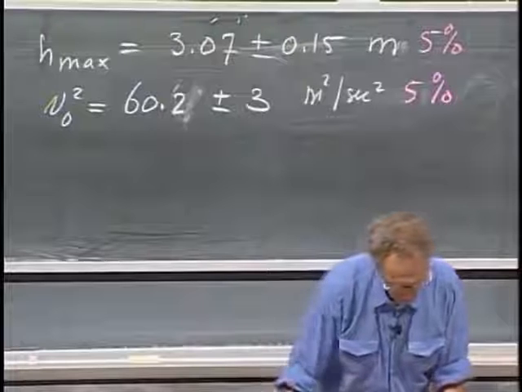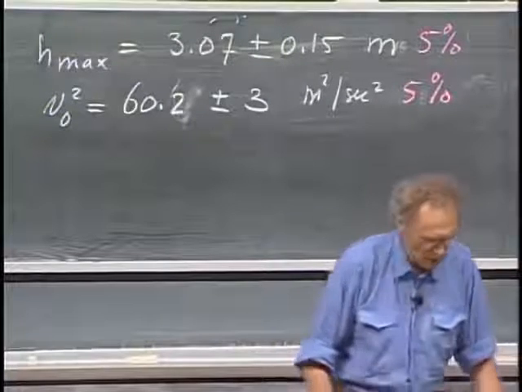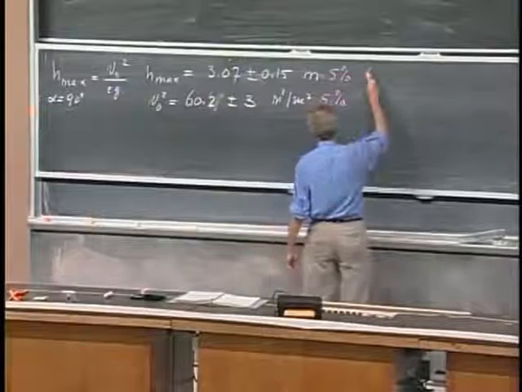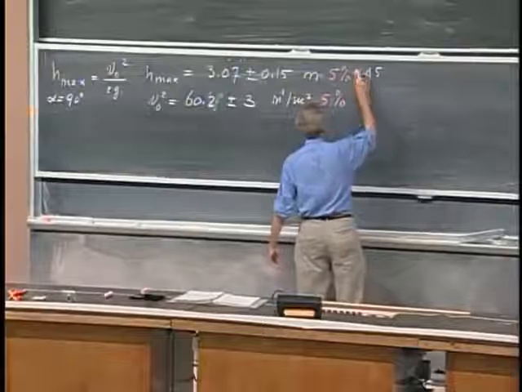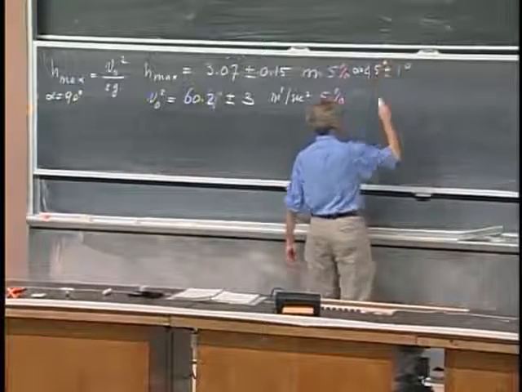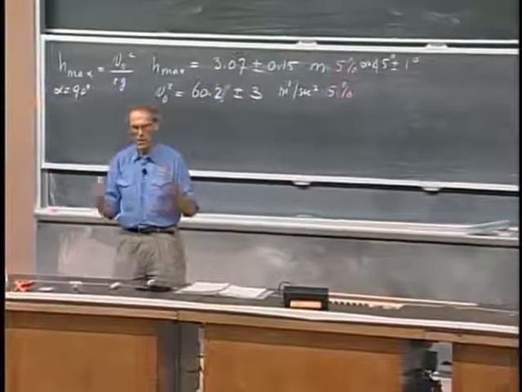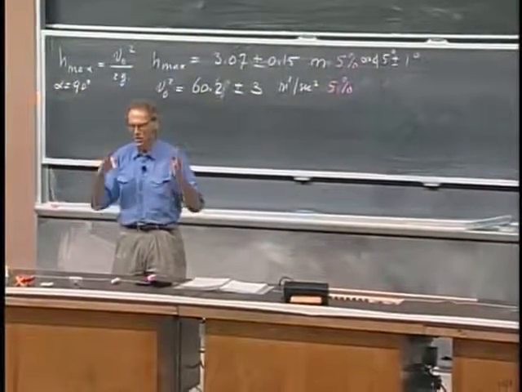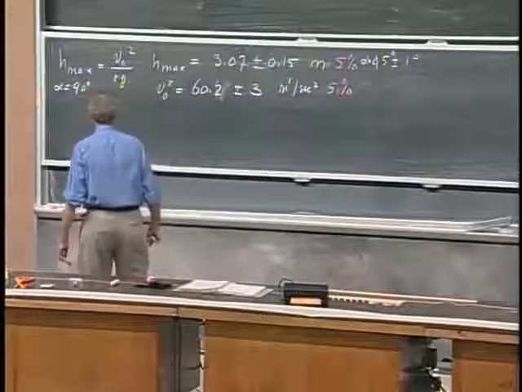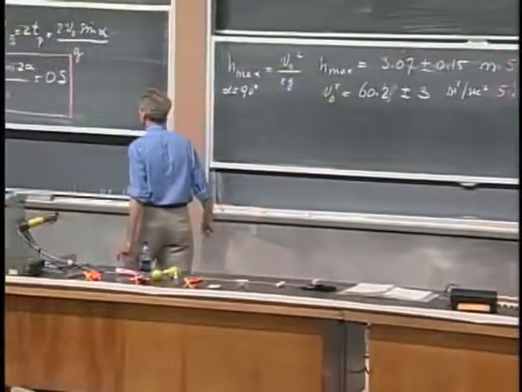Okay, so much for the uncertainty in v0 squared. Now I'm going to set the angle at 45 degrees. But how accurately can I do that? I don't think I can do that any better than 1 degree. I'll try to do the best I can, but I can't really guarantee you that I'm accurate to 1 degree. So now comes the question, what happens with the sine of 2 alpha?